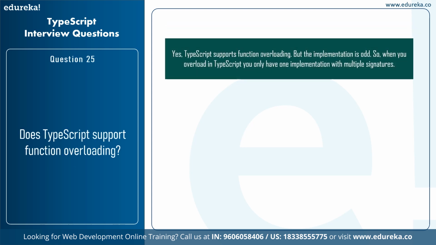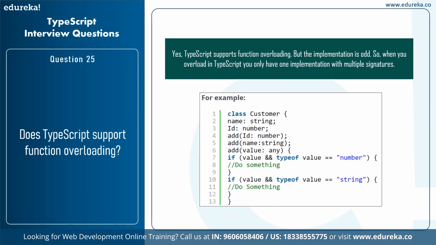Now the answer to this is yes, TypeScript supports function overloading, but the implementation is odd. So when you overload in TypeScript, you only have one implementation with multiple signatures. So for example, here we have declared a class as customer. Then we have taken the name, that is string, then ID, which is a number. Then we have added the ID with the number and added the name and the string. And then another value, which is of any data type.